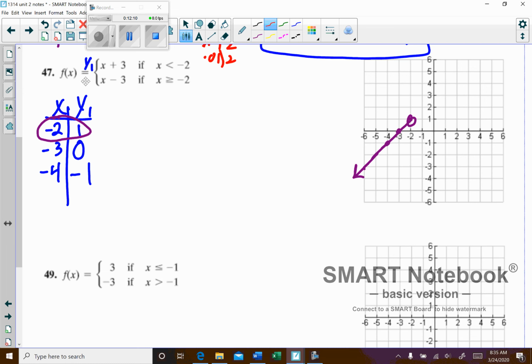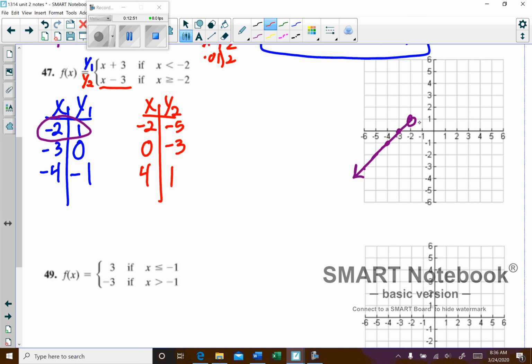Now we'll look at our second one. We'll call that one y2. So x, y2. Then let's see, we want to pick out values that are greater than or equal to negative 2. So you always want to start at whatever that value is, even whether it's included or not. This time it is, though. So negative 2, and then values greater than negative 2 would be like 0 or 4, whatever you want to pick. Just values greater than or equal to negative 2. So we're going to go ahead and subtract 3 from that. Negative 2 minus 3 is negative 5. 0 minus 3 is negative 3. 4 minus 3 is 1.